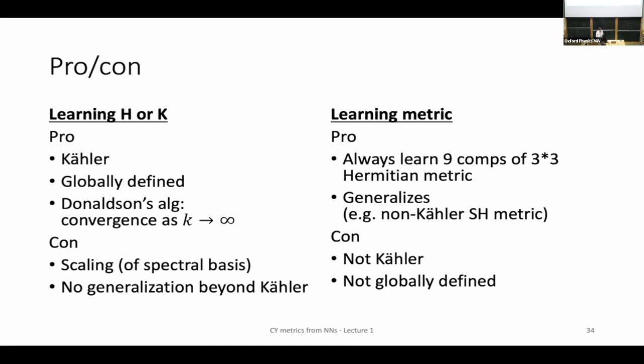The pros and cons of learning the metric are basically the reverse of that. You're always learning 9 components of a 3x3 Hermitian metric, so that's not scaling in any way. You always have the same number of outputs. It generalizes beyond the Kähler setting. But you need to enforce in your training that the metric is Kähler and that it is globally defined. This is something that in principle is not necessarily going to hold, and I will come back to that tomorrow when it can be important. So what you should choose depends a bit on what you want to do.